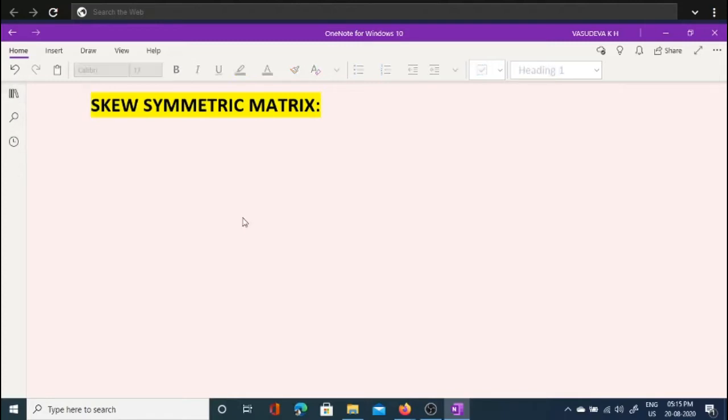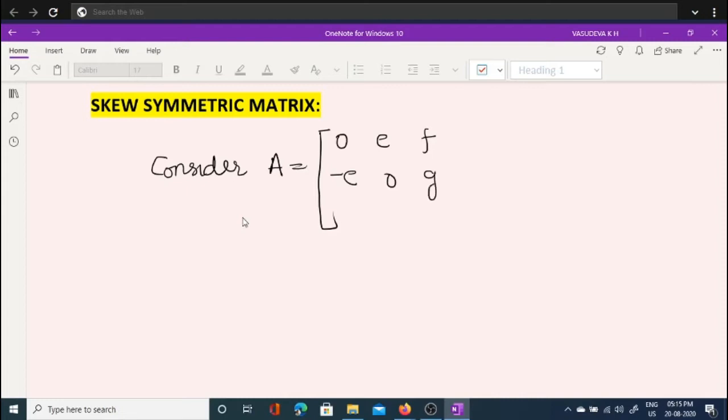Consider this example. Consider the matrix A as 0 E F, minus E 0 G, minus F minus G 0.